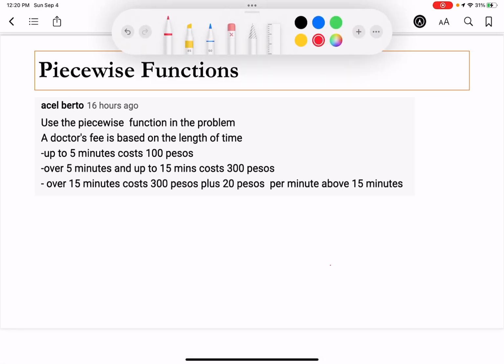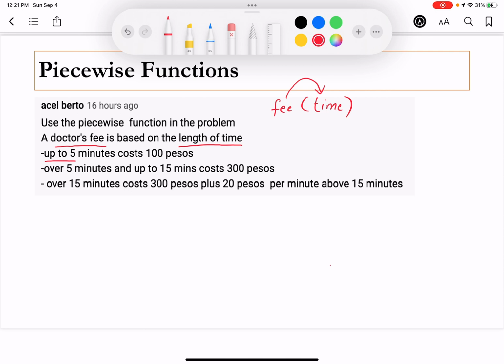So ang sabi dito na yung doctor's fee depends on the length of time. O pwede kang magsulat ng function notation dito para kitang-kita mo. So kunyari yung fee daw ni doctor ay nakadepende sa length of time. Yung fee dyan ay doctor's fee. So, yung fee ay nakadepende sa haba ng oras. Diba? Length of time.